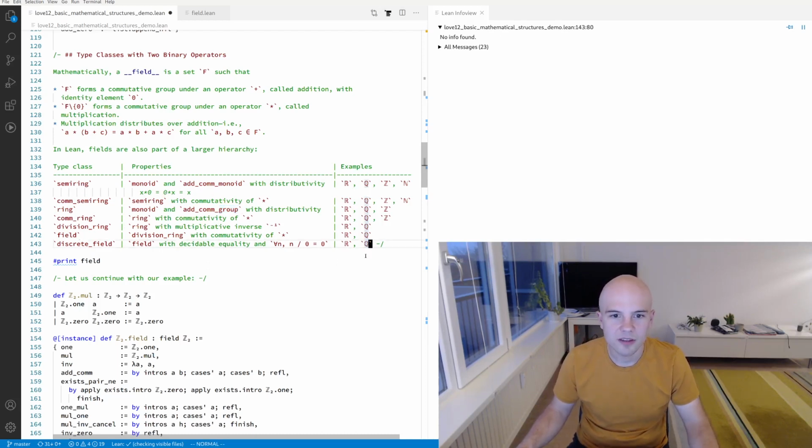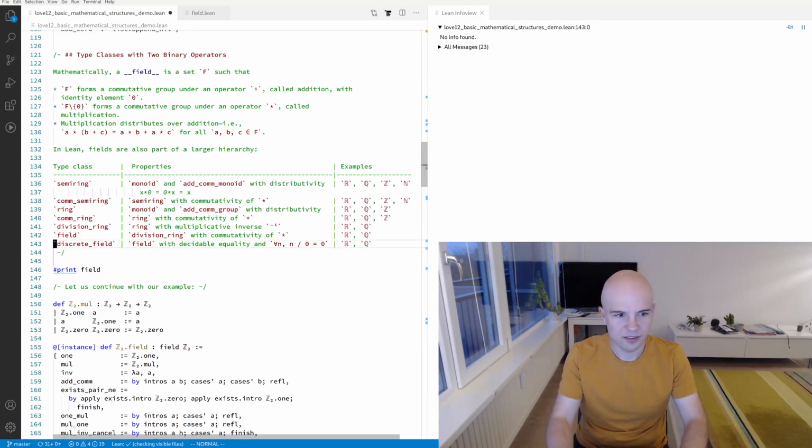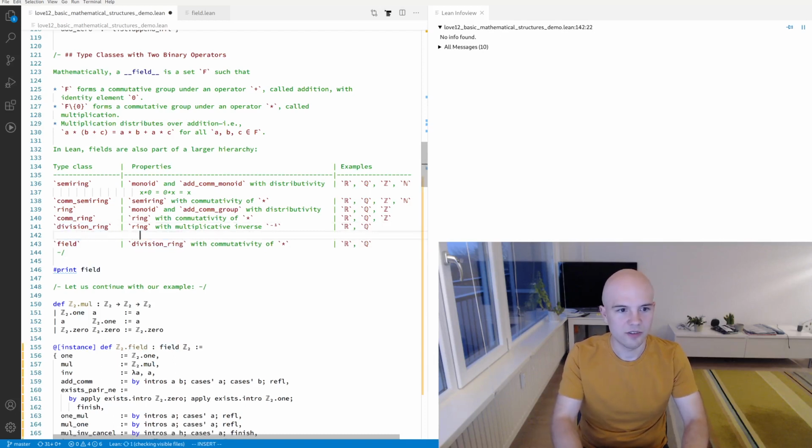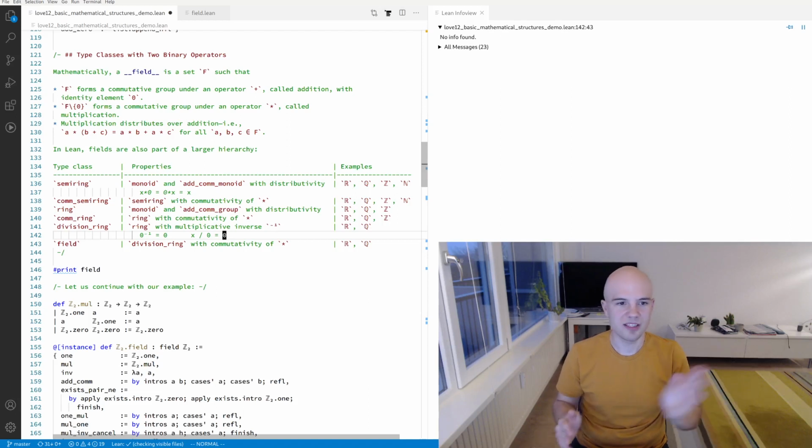And I see there is something completely outdated here. We no longer have a discrete field. Instead, already division rings have this property that the inverse of 0 is 0, and also x divided by 0 is 0. This is a very, very useful design choice, making division by 0 well defined, and it should return 0.